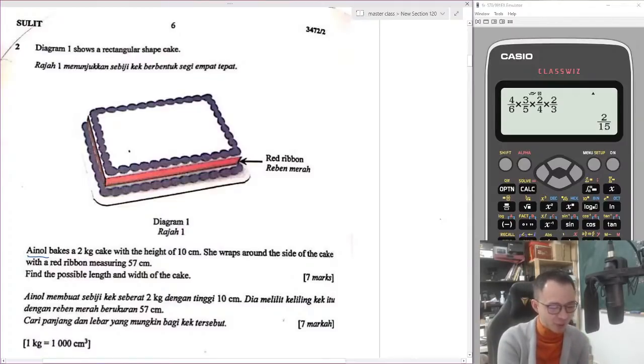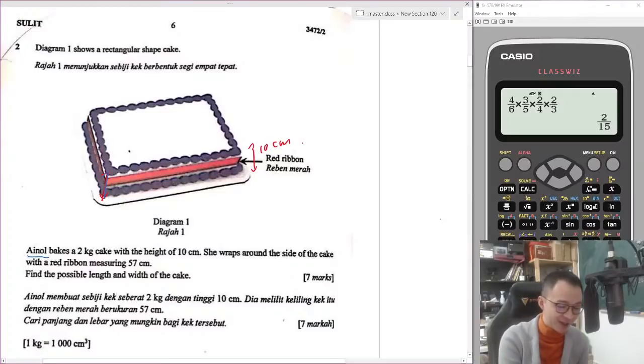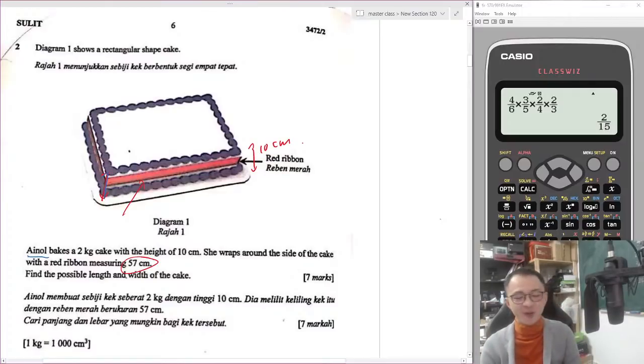Okay, so right now you have about 2 kg cake, and the height of the cake is basically 10 centimeter. She wrapped around the side of the cake with a red ribbon. You should be able to see, right? So the red color ribbon here is about 57 centimeter. So find the possible length and width. This gives 7 mark. You should know this one is basically a simultaneous equation. I need to form 2 equations. One is using the volume, another one is basically using the perimeter. The perimeter is basically the ribbon, which is 57.